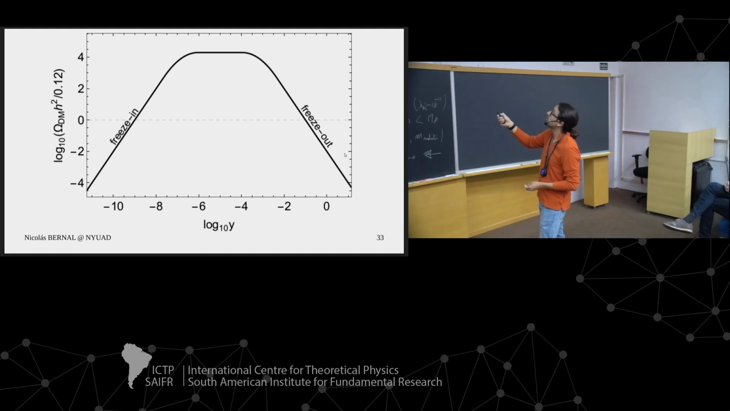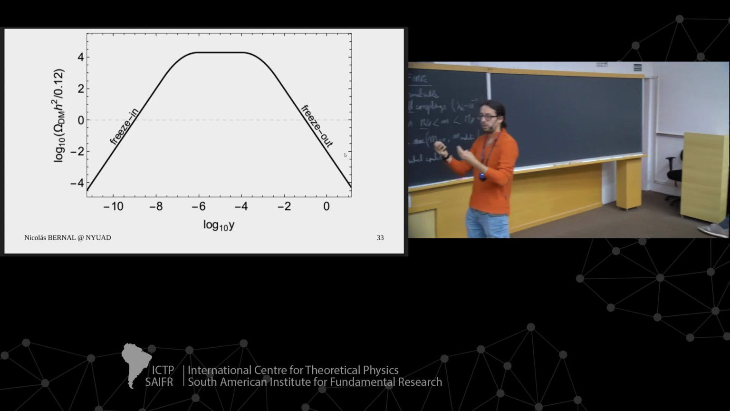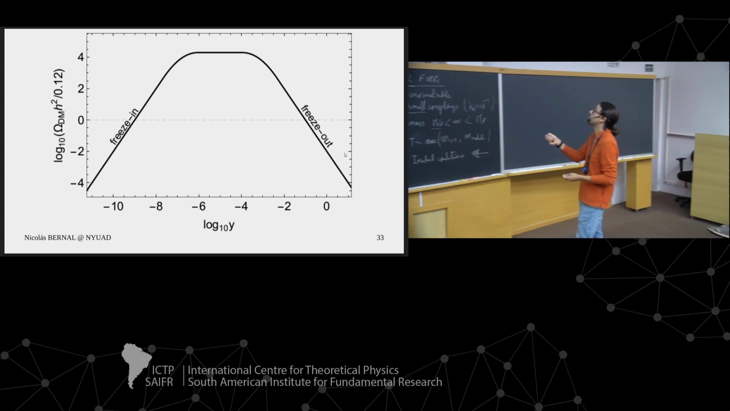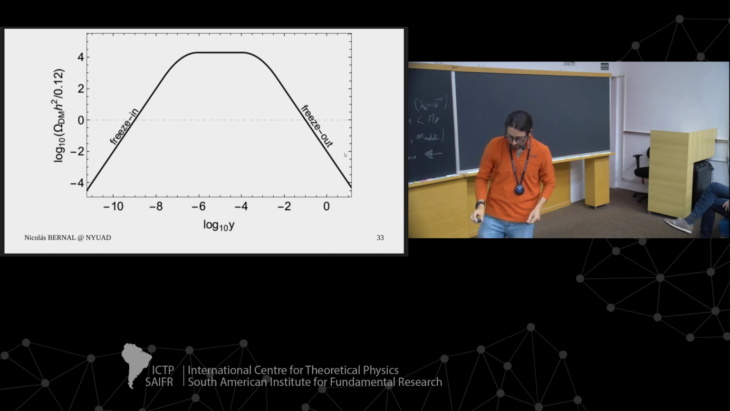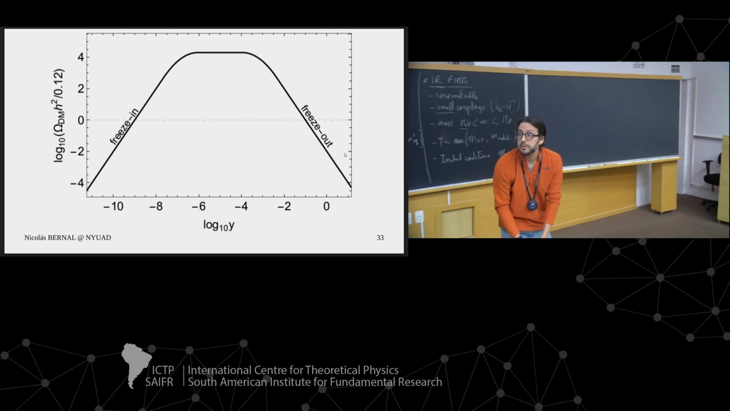Last time we discussed this case, so very big couplings correspond to big interaction rates. Dark matter is in equilibrium for longer, you have an underabundance. And okay, the opposite happens in the case of freeze-in. Okay, yes?